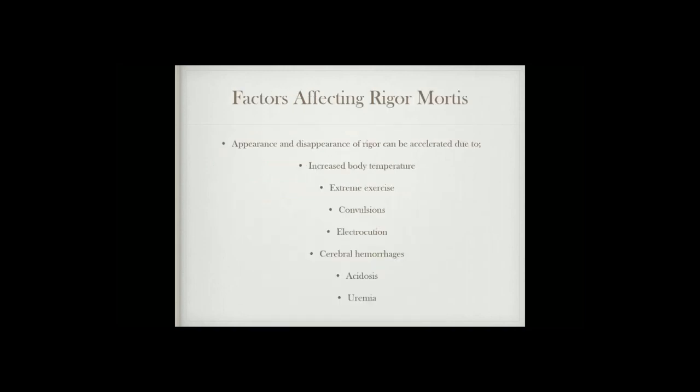When using rigor mortis to estimate the time of death, it's important to consider any possible factors such as those listed here that can skew the timing. Anything that can accelerate muscle breakdown and ATP depletion, such as exercise, electrocution, and acidosis, will often mean that rigor mortis will become complete and disappear within a shorter window, sometimes as quickly as 12 hours for the entire process.